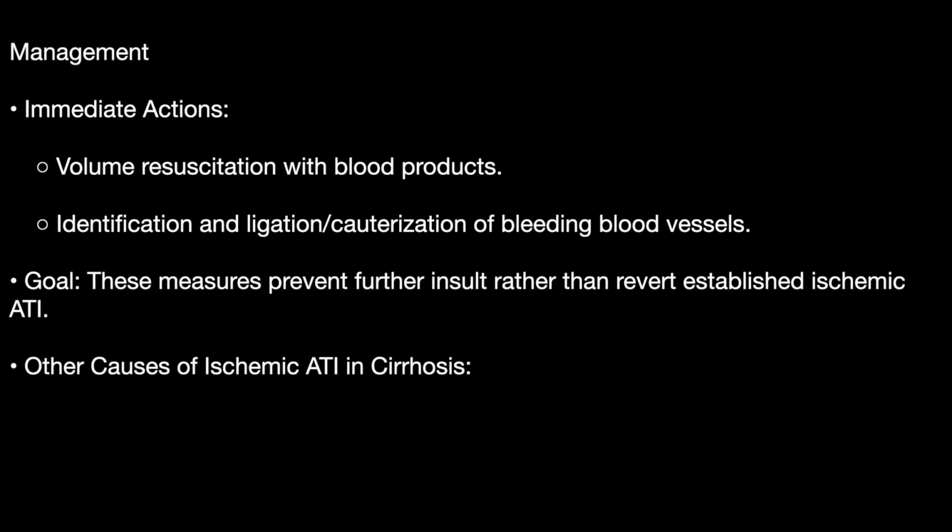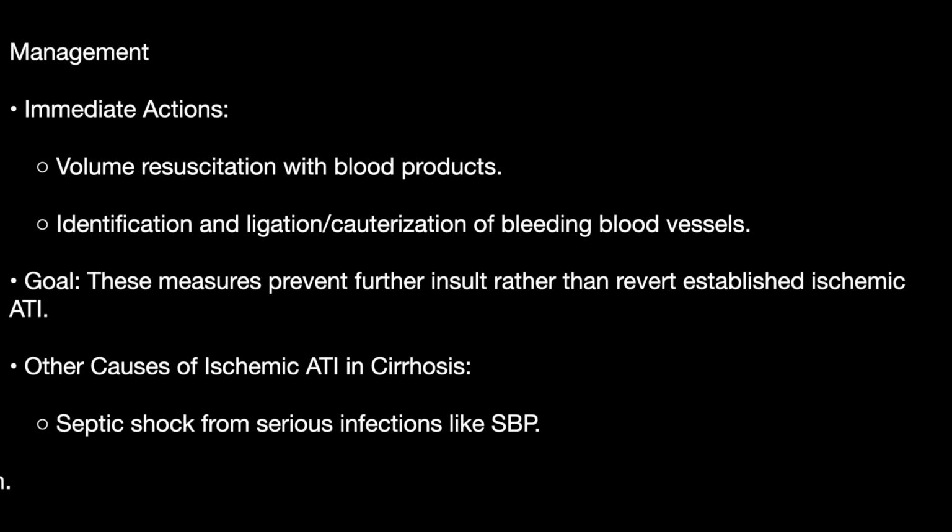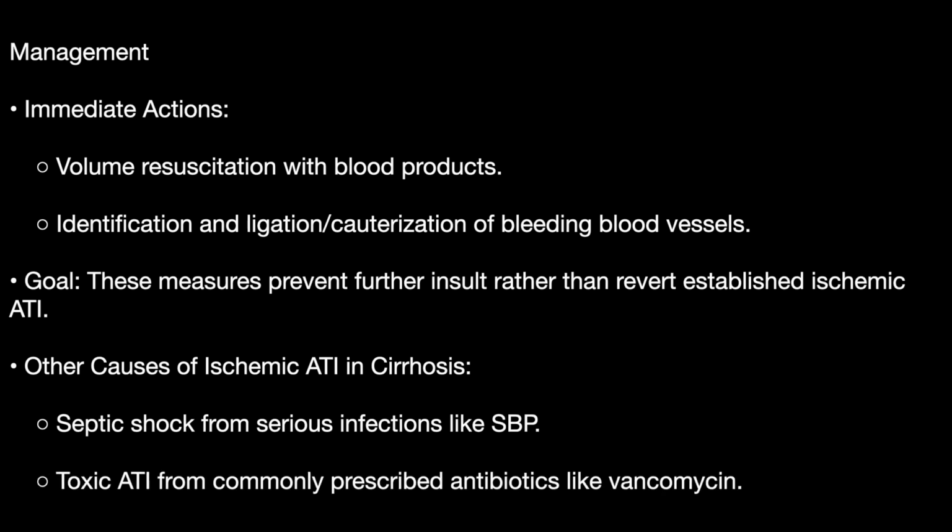Other causes of ischemic acute tubular injury in cirrhosis are septic shock with spontaneous bacterial peritonitis, and toxic acute tubular injury, which is commonly seen with antibiotics like vancomycin and fluoroquinolones.